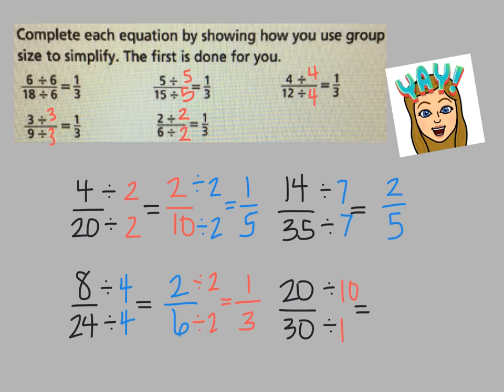So let's divide by 10 on the top and bottom. 20 divided by 10 is 2, and 30 divided by 10 is 3. I found it. This is the simplified version. No other numbers can go in it besides 1, so 2/3 is simplified.